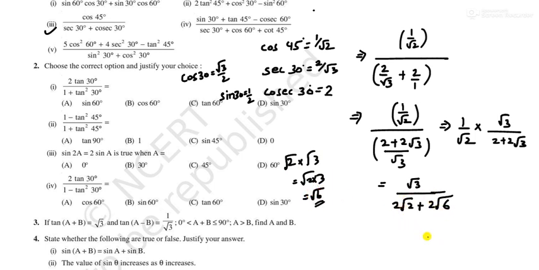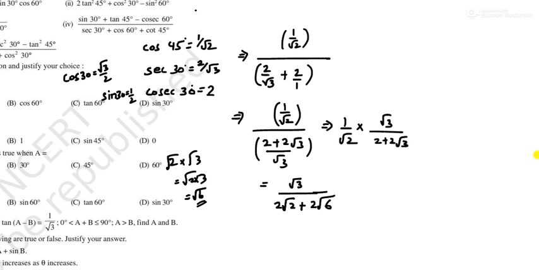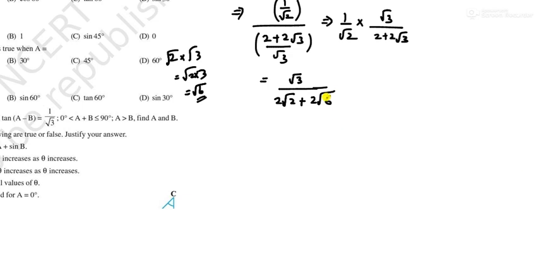Okay. So whenever you get an answer like that where the denominator is in the form of a root value, you have to rationalize it. Okay. So how are you going to do the rationalization? Yes, take a rationalizing factor, RF. What is that? It is just the inverse, meaning if this is positive, this will become negative. 2 root 2 minus 2 root 6.